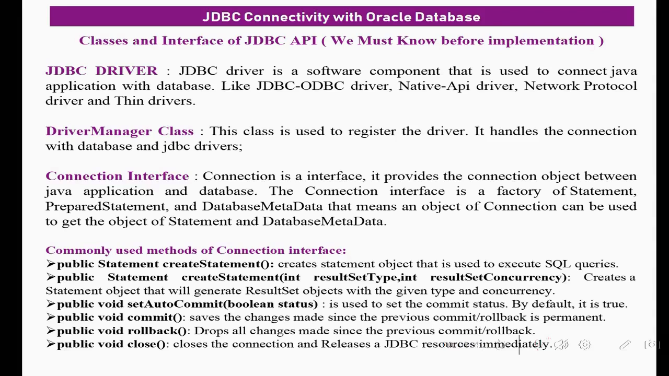Now, public void commit() saves the changes made since the previous commit. Commit is permanent. Now the next is rollback. It drops all changes made since the previous commit or rollback. Now close: it closes the connection and releases the JDBC driver.